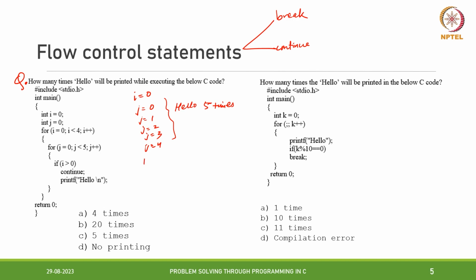Now after this happens, i becomes 1, and again for that you have j equals 0, 1, 2, 3, 4. Now however, i is greater than 0, so it will continue. In each step it will just keep continuing. It will skip this printf statement and go to the next iteration. So there will be no further printouts here. Similarly, for i equals 2 and 3, there will be no printing. So in total, hello will be printed only 5 times.